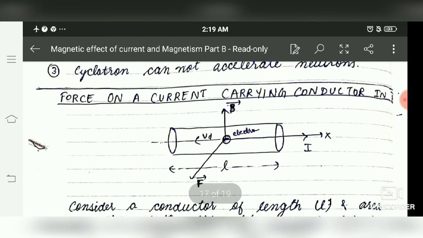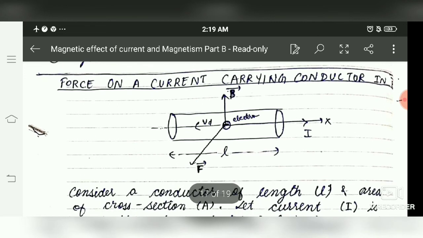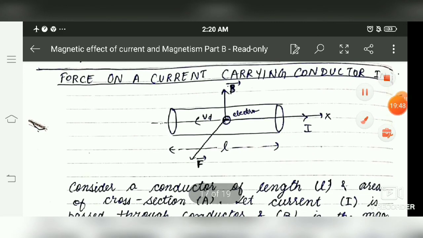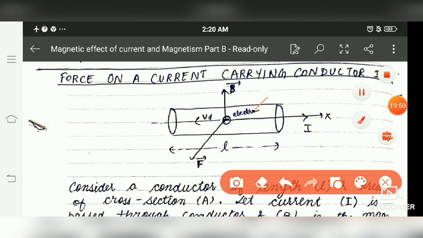Next case is force on a current carrying conductor. Suppose we have a conductor which is carrying current in this direction, and a magnetic field is acting on it, and also an electric field is acting in this direction. So now we have to calculate what is the force actually acting on it.